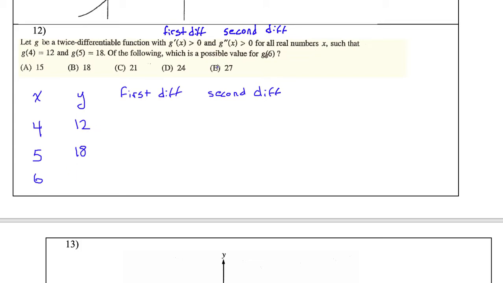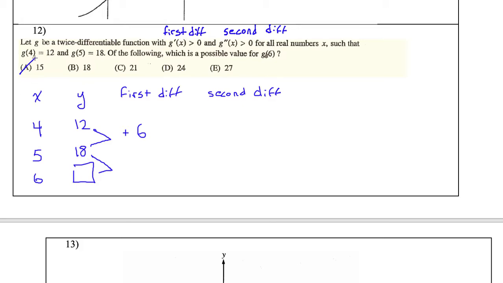So I know that the first difference has to be positive. That means if I do 18 minus 12, I should be getting something positive, and indeed I do. I get a positive 6. So 18 minus 12 is 6, which means this number, whatever it is, I'm going to leave as my box because that's what I'm trying to figure out. This number minus 18 has to be some sort of positive number. I'm going to erase this because I'm going to have to change it in a sec, but it needs to be something positive or bigger than 18.